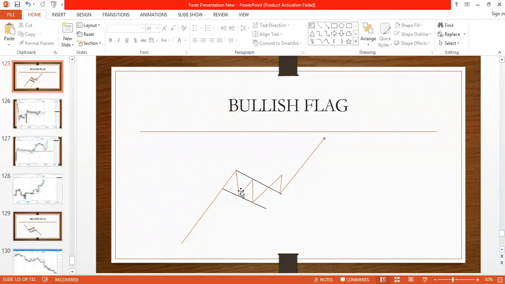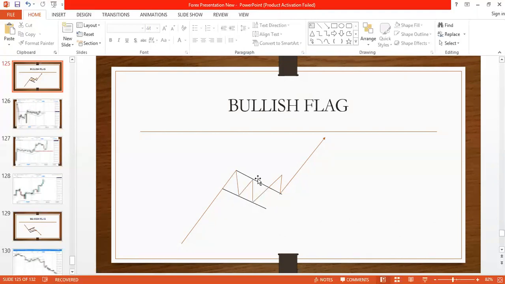Now, remember the minimum is four touches of the channel of the flag. So you can have 1, 2, 3, 4, 5, 6 before the breakout, but the minimum is 4: 1, 2, 3, 4, and then the breakout. The minimum is 4 touches before the breakout.